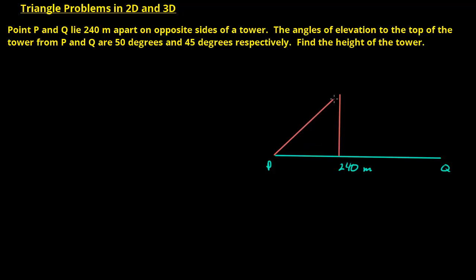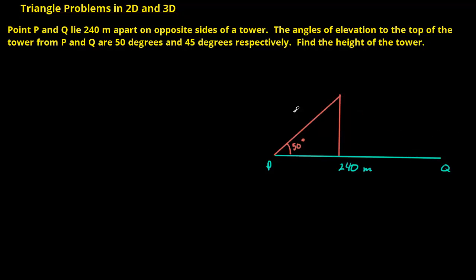because the angle from P is 50 degrees. The angle of elevation looking at the tower from point P is 50 degrees. So that's basically the angle that, if you were on the ground, you'd have to look up at to see the top of the tower. And from Q, the angle of elevation is 45 degrees. Now this diagram is definitely not to scale, because this angle is definitely not 50 degrees, and this angle is definitely not 45 degrees. So this triangle is not to scale at all.